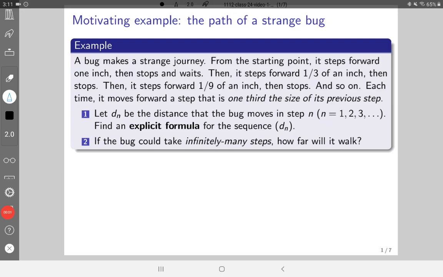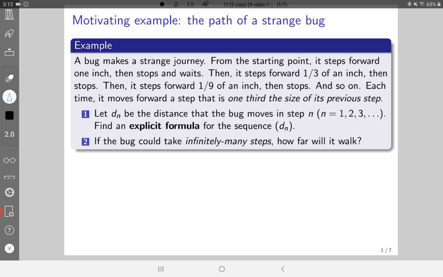Hello. In this video, we're going to continue our study of infinite sequences and series by looking at a particular type of sequence and a particular related type of series, and we'll explore when the sequence converges or diverges and when the series converges or diverges. And I want to start us all off with just a silly-ish, but hopefully a motivating example.